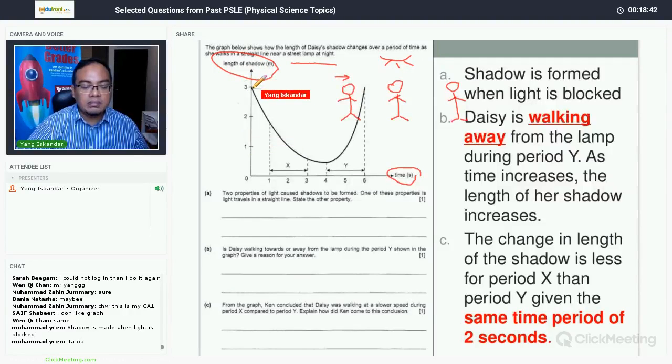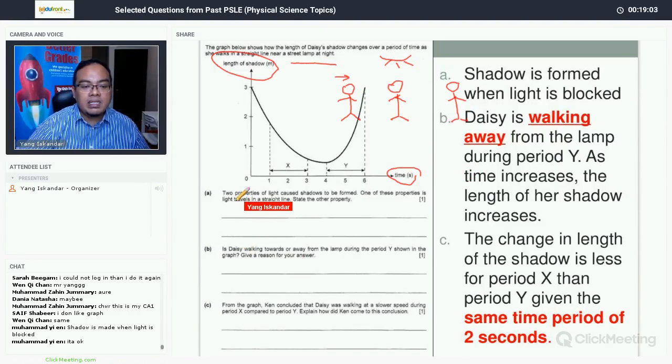So you can see here, as the time increases, the length of the shadow starts to decrease. The length of Daisy's shadow starts to decrease, and then at 4 seconds onwards, the length of the shadow starts to increase again.